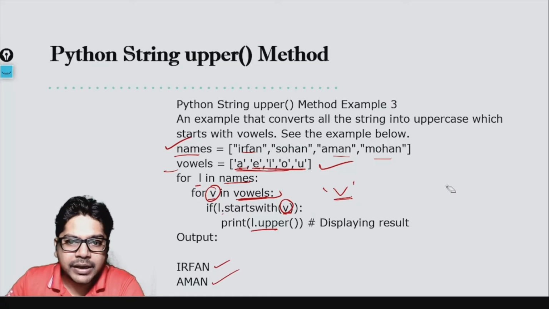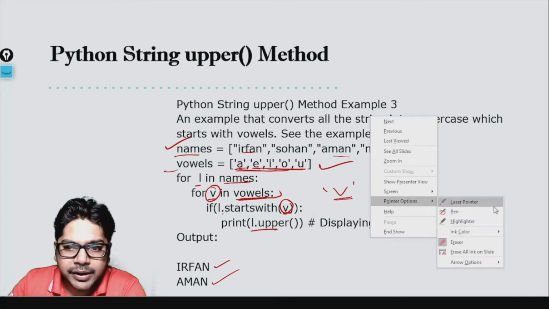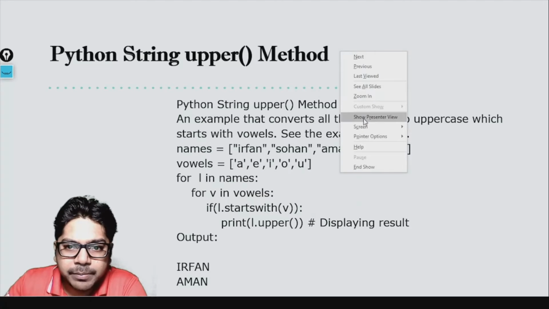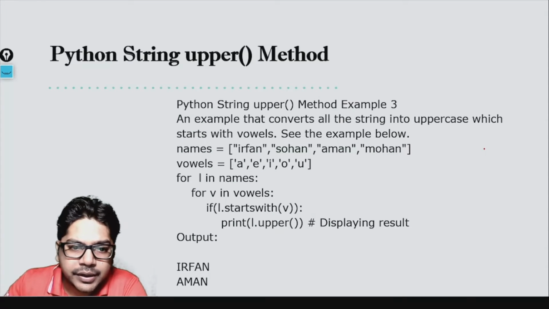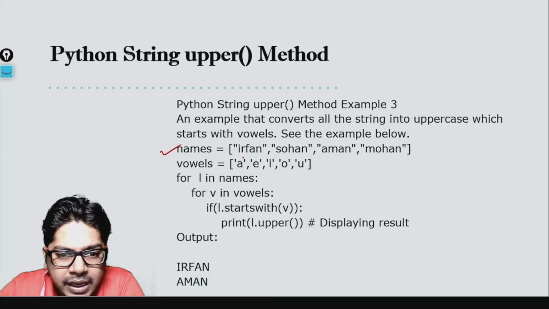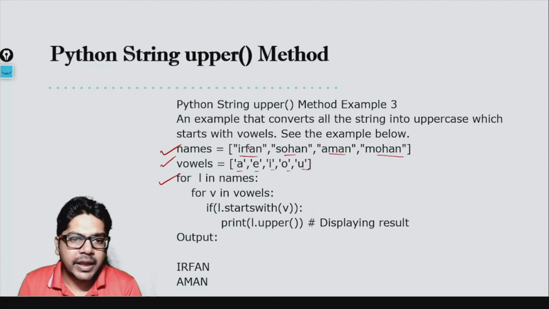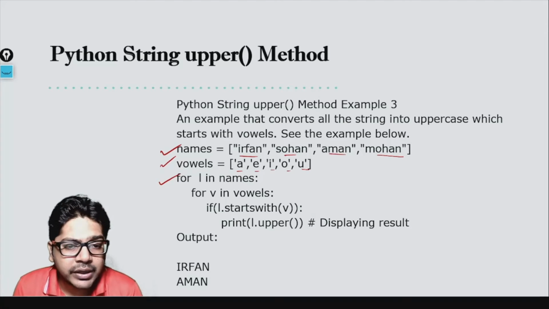If you did not understand, let me explain it once again. Let me use the pen. So here in this list we have Irfan, Shohan, Aman and Mohan. In the vowel list I have A, E, I, O, U. Now I am running a for loop. We have already seen that a for loop can be used to traverse through the items of a list or a string also, right?